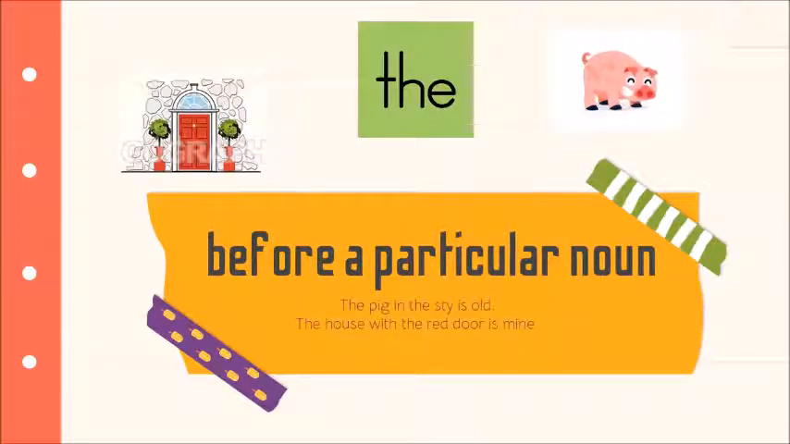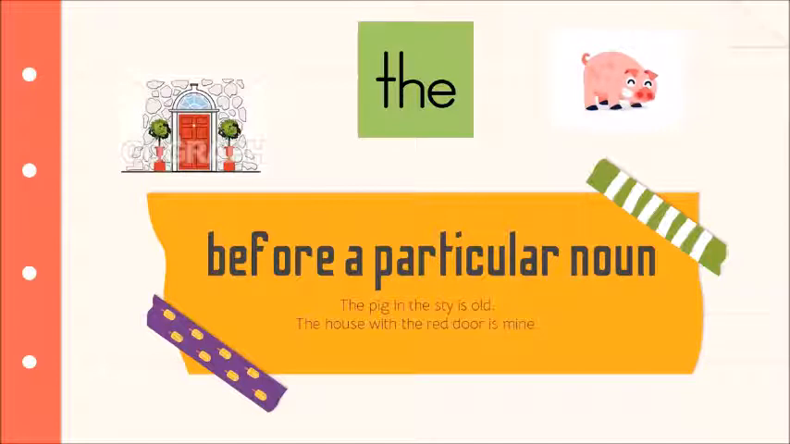Let's learn something new today. The article the. We use the before a particular noun. When I want to talk about something in particular, when I want to mention a particular noun, I add the before it. Let's look at the example. The pig in the sty is old. So I'm referring to the pig which is in the sty. That is old.